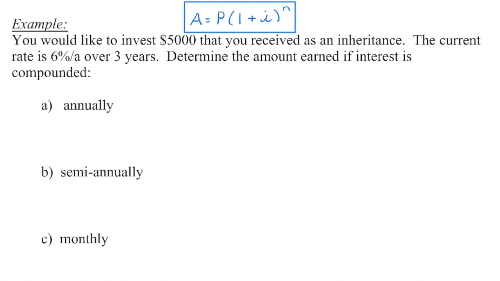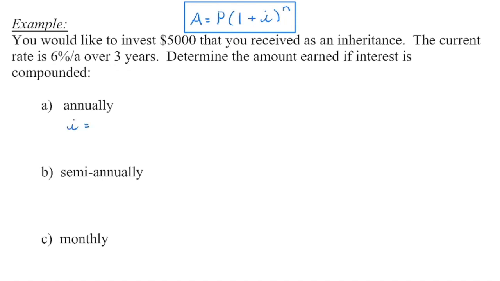First example, we have $5,000 that we want to invest. That's our principal, our starting amount. The current interest rate is 6% per annum, or 6% per year, over the course of 3 years. We are going to figure out how much money we can earn if we compound in different time periods. So I'm going to do the first one for you, and then I'm going to see if you can do the rest of them. So remember, we always need to calculate I, and we always need to calculate N. So let's begin with I.